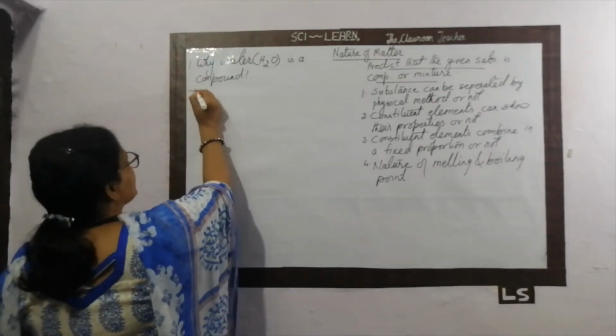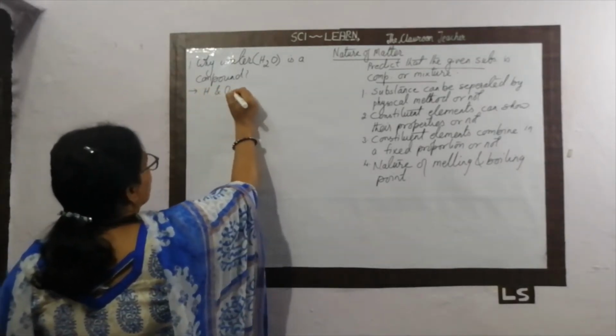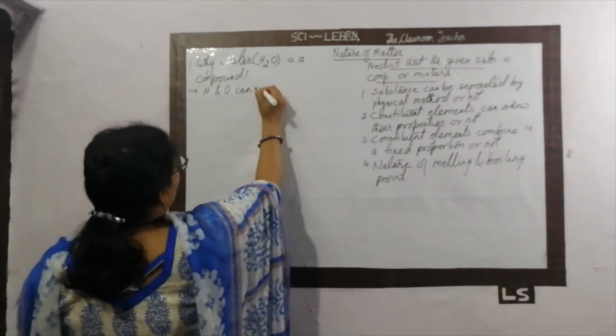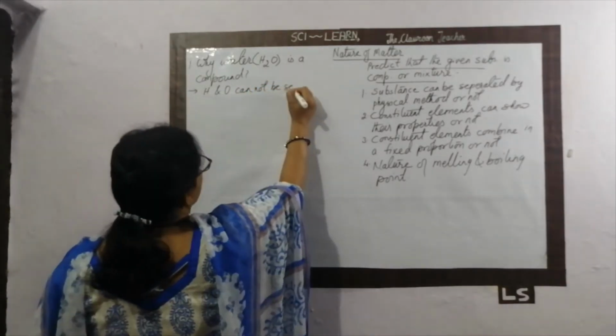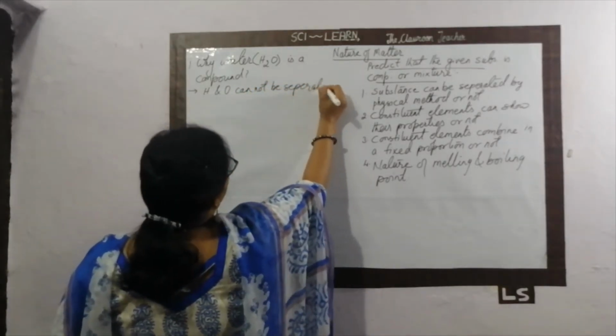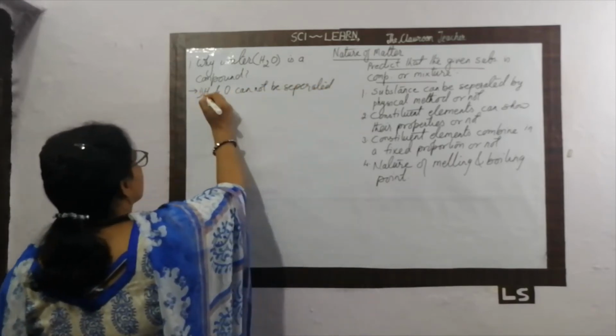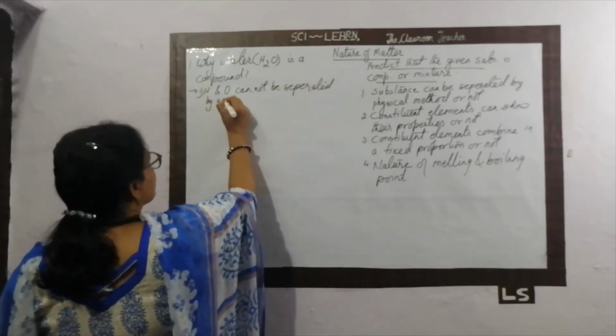Okay, what is the answer? Hydrogen and oxygen cannot be separated by any physical process.